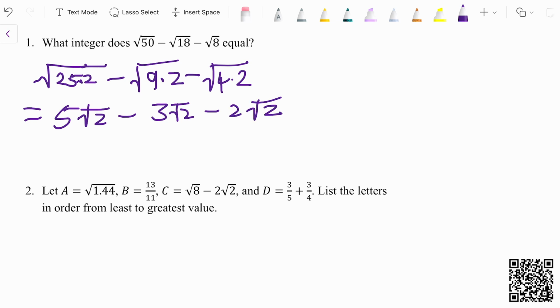So, just like how multiplication works, there's 5 square roots of 2 minus 3 square roots of 2 minus 2 square roots of 2. And since these two together would be 5 square roots of 2, 5 square roots of 2 minus 5 square roots of 2 is equivalent to just 0.